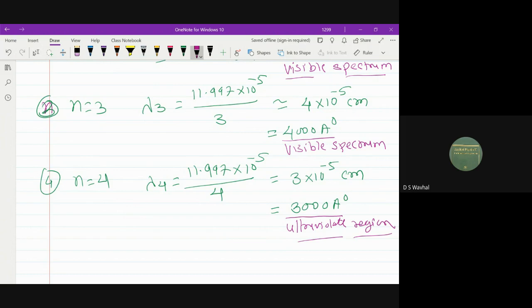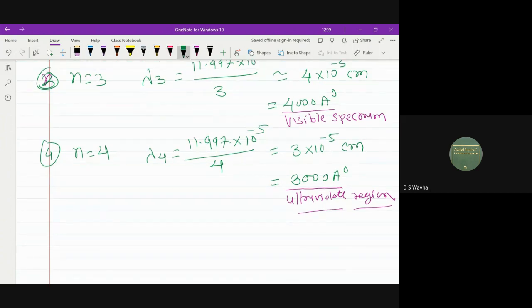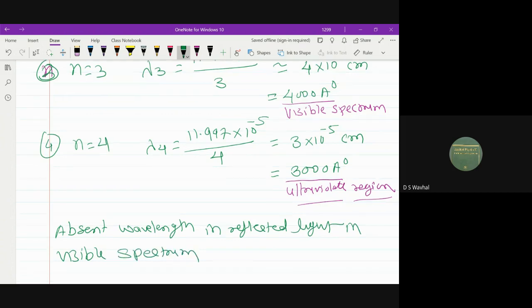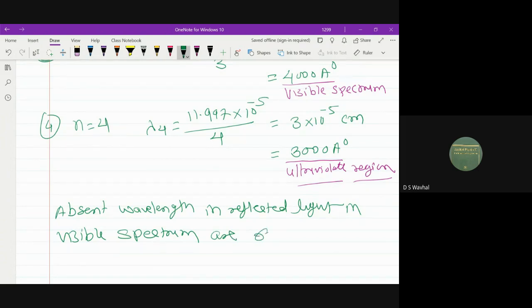So we got only the two waves. If you take n equals 5, then we will go again into the ultraviolet region only. So we will stop here, and we got the absent wavelengths in the reflected light in the visible spectrum. We want to find only those in the visible spectrum, and they are 6000 angstrom and 4000 angstrom, and this is the answer.